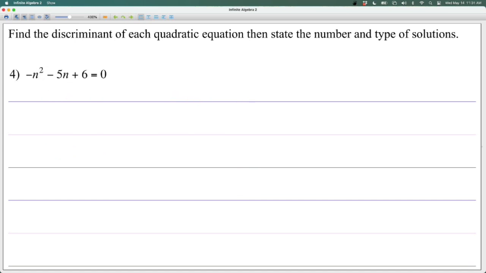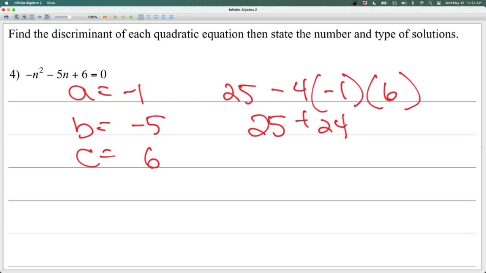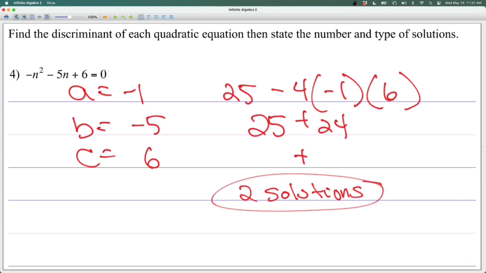All right, number 4. What is A? 1. Careful. Negative 1. B, negative 5, and C, 6. So I'm going to go 25 minus 4 times A and B. I'm not even going to calculate what 25 plus 24 is. I only need to know if it's 0, positive, or negative. It is positive, so that is 2 solutions. That's easy. My goal is not to know what b squared minus 4ac is, it's just to know if it's negative, positive, or 0. Questions?